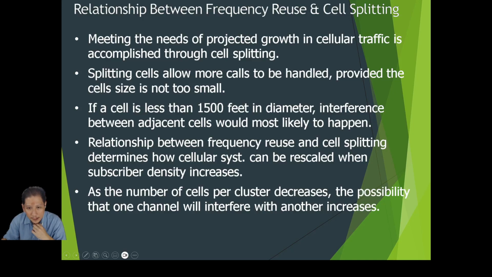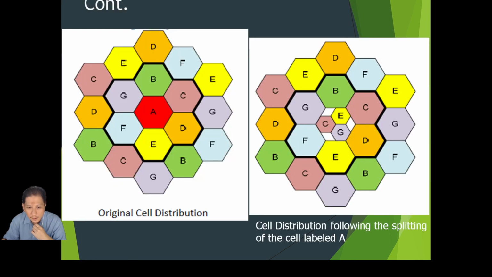Okay, yang ni saya rasa you baca sendiri lah, relationship between frequency reuse and cell splitting. Okay, this one original cell distribution, cell followed by the splitting cell or labeled by A lah. Yang ni dia splitkan cell tu lebih kecil lah. Jadi when the cell split much smaller, the efficiency is going to be greater lah.